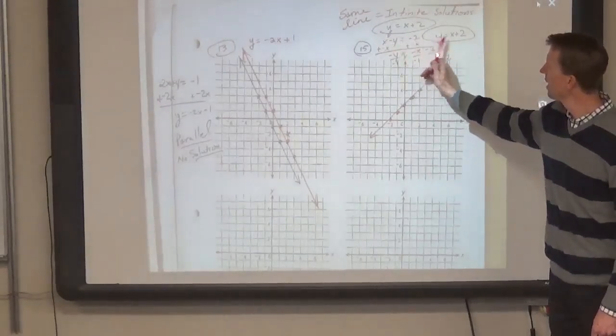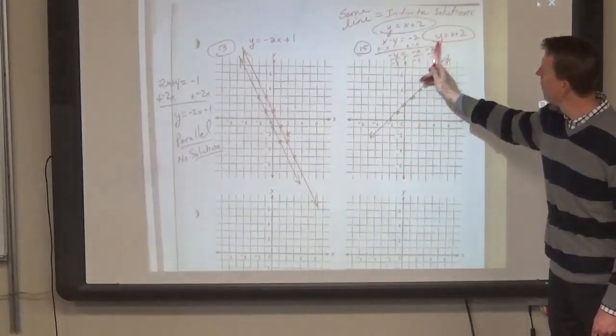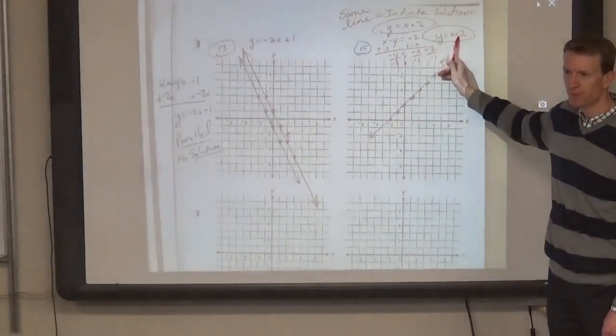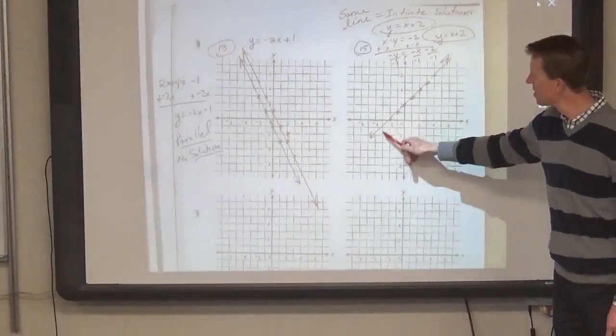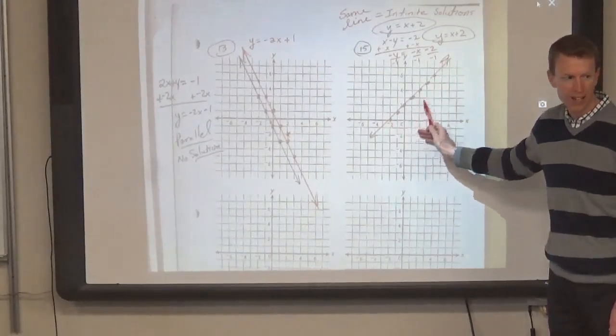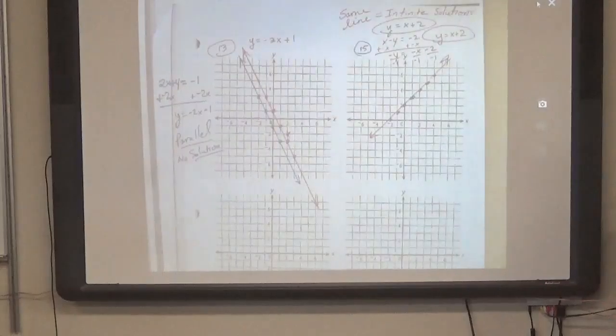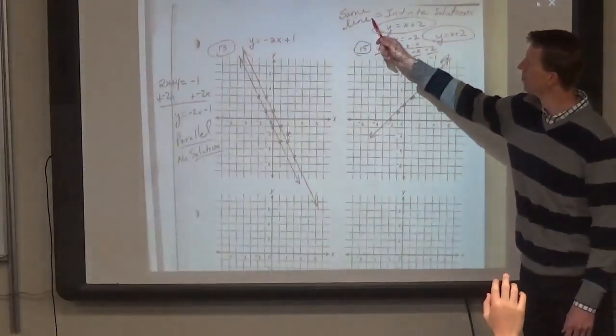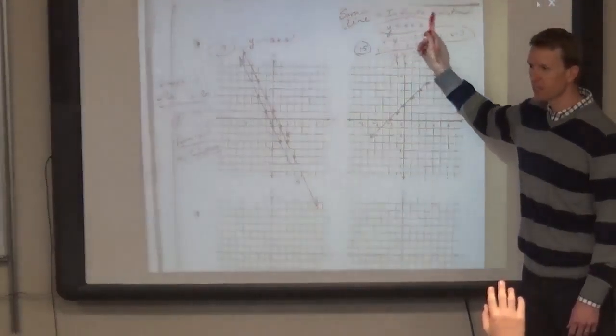So when you solve the second one for y, you get y equals x plus 2. Okay? And so on the same line, they have the same slope, they have the same y-intercept, they are the same line. So there's an infinite number of solutions when that happens. And that's what you write, infinite solutions.